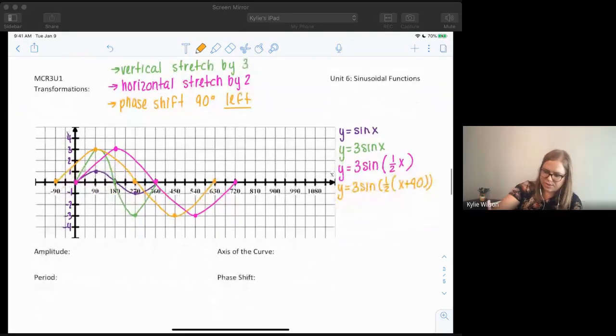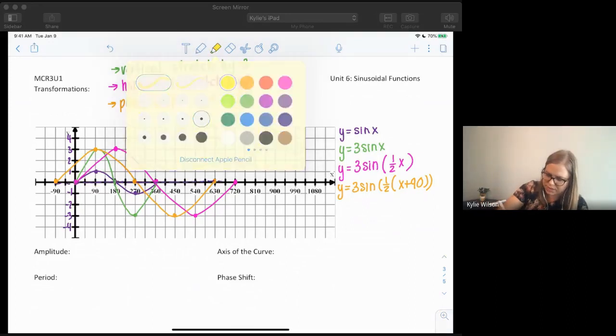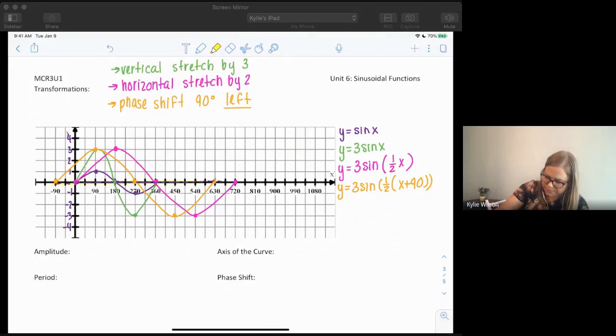And now let's write out our key features. So for my amplitude, again, I'm going to find my axis, which in this case is actually just the x-axis because we didn't move it up or down. So it's just right here. My amplitude is how much space is in between my axis and my maximum or minimum. So in this case, my amplitude is 3. Then my axis is that highlighted line, which is y equals 0.